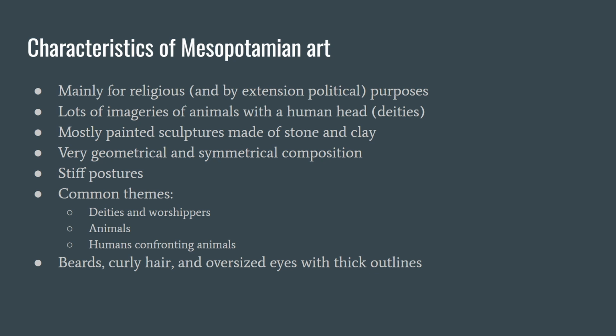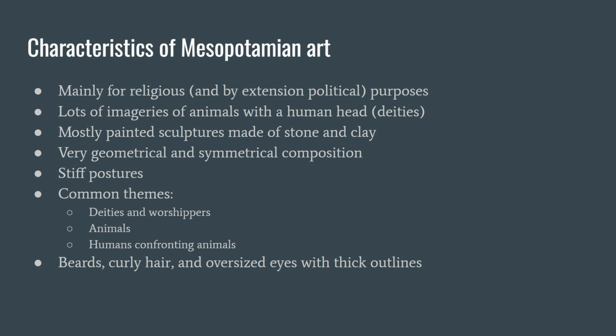Animals are very common in Mesopotamian art. You're not going to see much of animals in Egyptian art. Humans confronting animals, which is humans fighting animals, or animals killing humans, and vice versa. There's a lot of interaction with nature, usually in the form of conflict.